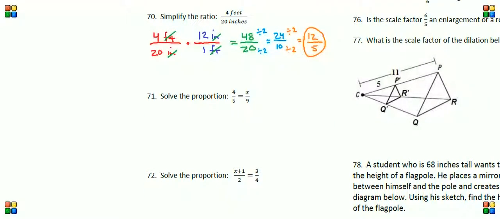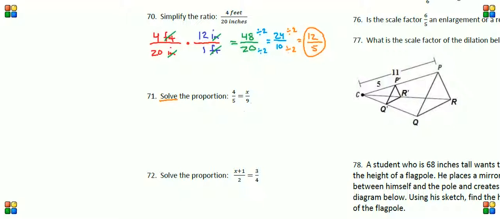Question number 71. Solve the proportion. 4 over 5 is equal to x over 9. These are two ratios that are equal to each other, which means we call it a proportion. And solve just means find the value of the variable. We have one variable here, the variable x. So all we have to do is solve for x.